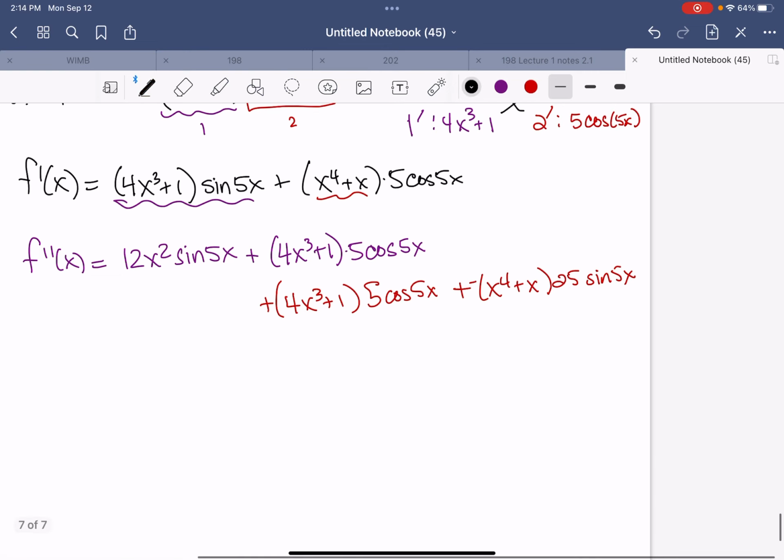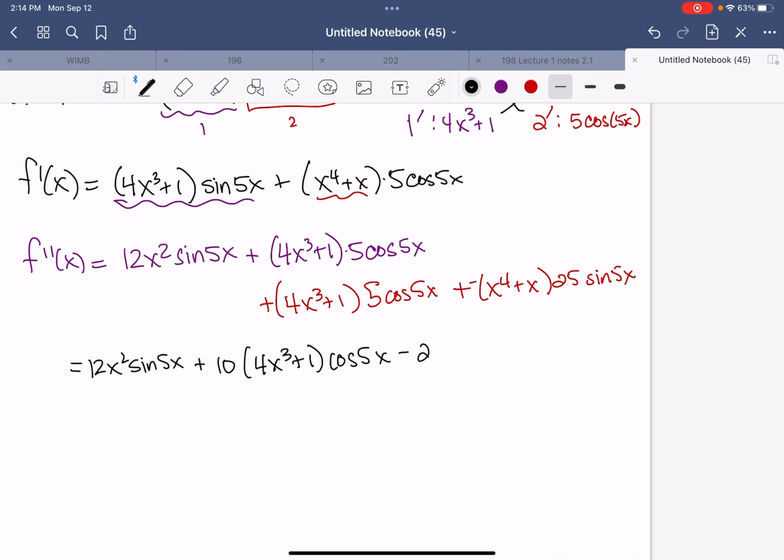And that means that if I put this all together, I get 12x squared times the sine of 5x. 5 cosine and 5 cosine gives me a total of 10 times 4x cubed plus 1 cosine 5x is my middle term, and minus 25 times x to the 4th plus x times the sine of 5x. And that's my first and second derivative. Then we go on to part B.